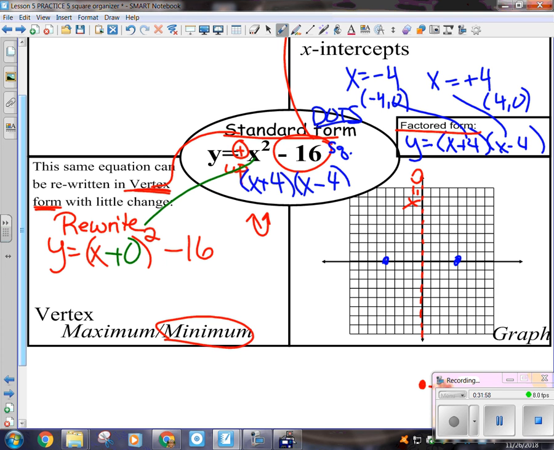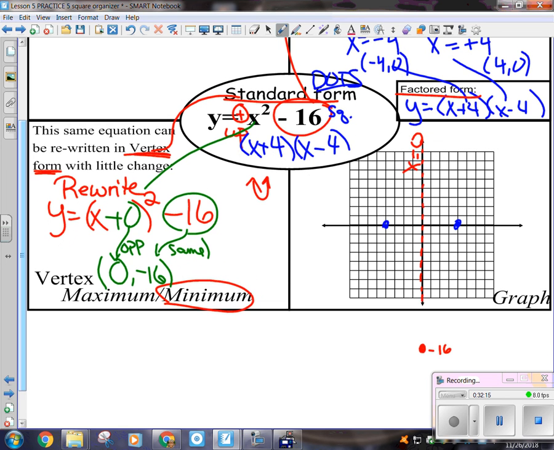So if I do recognize it, my vertex is where? Inside comes out opposite, not that you can change it. 0 is just 0. It's not positive or negative. The outside number comes out what? The same. So actually, negative 16 way down here is my vertex. It's my y-intercept and my vertex. So I'm going to come down to here, turn and come right back up.